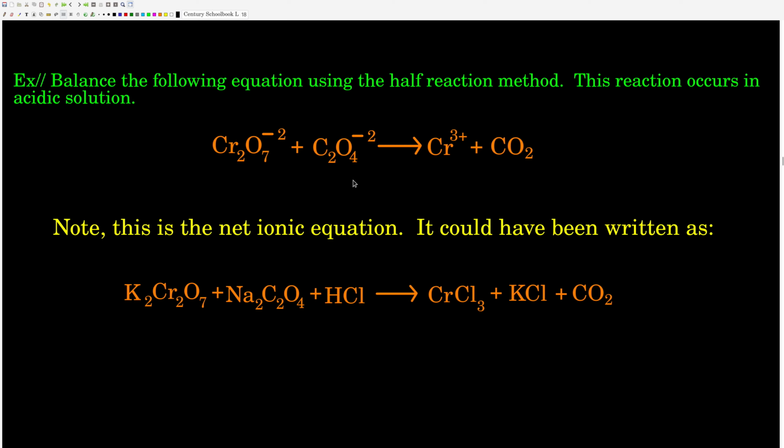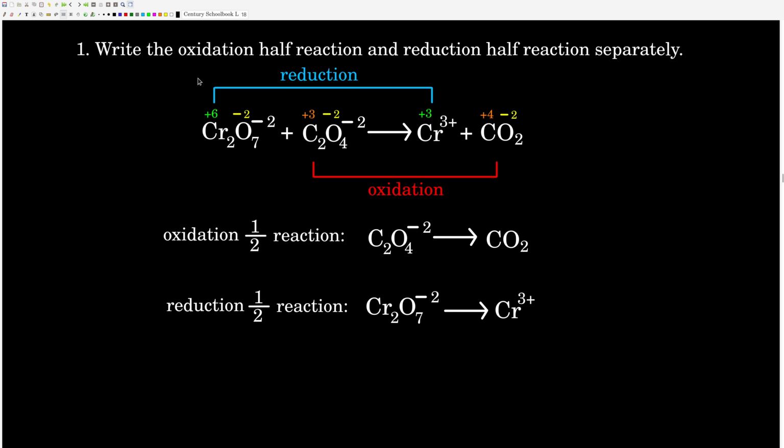All right, so step 1 is to write out what are called the half reactions. So let's do that. The oxidation and reduction half reactions. What that means is, first thing you do is you calculate the oxidation states for every atom in this reaction. And we see that chromium on the left goes from a +6 to a +3 on the right. So that's reduction. The reduction half reaction will be those species. Dichromate on the left, chromium 3 on the right.